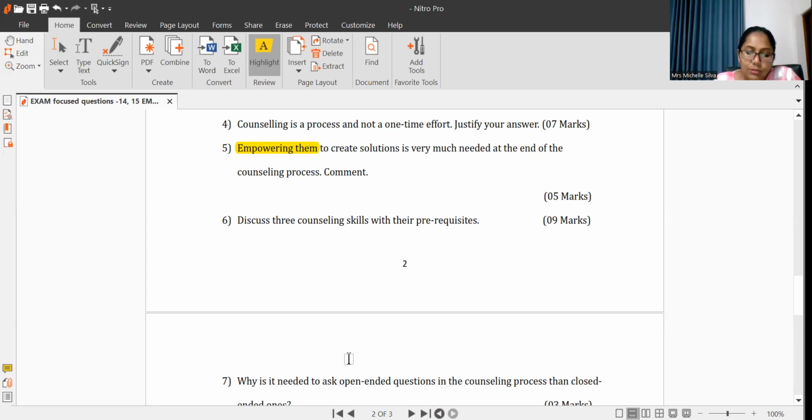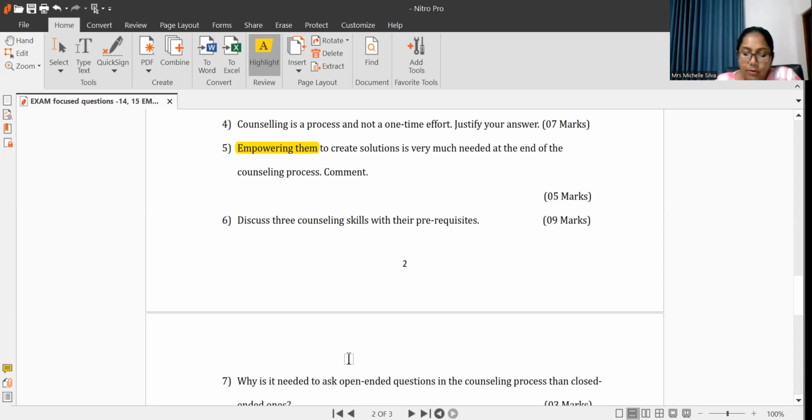Then focusing. So when working with a client in counseling and psychotherapy, it's essential to utilize focusing techniques to help establish the core issues of concern. You should be able to bring her back to the track when it is needed.